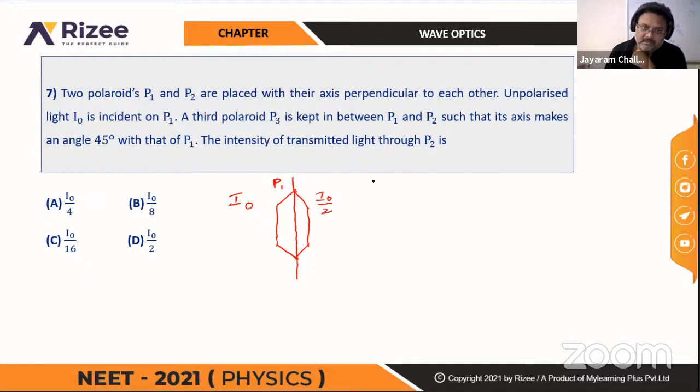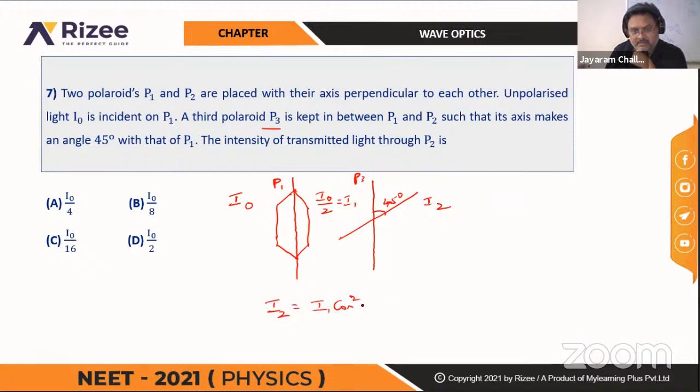Now with respect to the second one, here he has placed P3. Its axis makes an angle of 45 degrees with P1. Now this is your I1, which falls over here and comes out as I2. So according to Malus's law, I2 is equal to I1 into cos square of 45 degrees. I1 is nothing but I naught by 2, into 1 by 2, which is equal to I naught by 4.